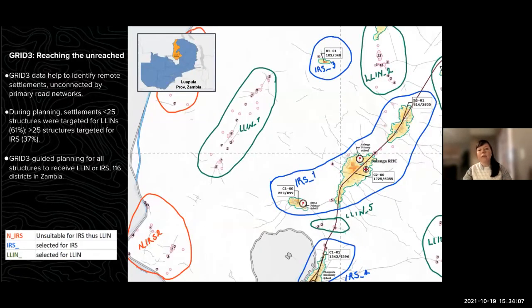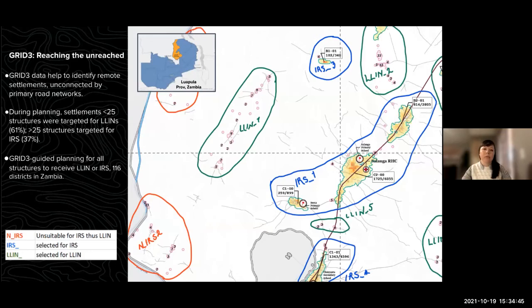So here is a map, and that background there is resulting from the Grid 3 product. You can see highlighted there in orange, that's Luapula province in Zambia. A couple of important things to note about Luapula province. First of all, it's nearly 40% covered by water. So the mosquito habitat is extremely conducive, hence the malaria incidence is quite high. There's a large malaria burden in this area. It's also one of the poorest provinces in all of Zambia.